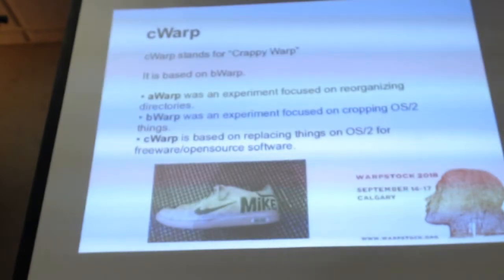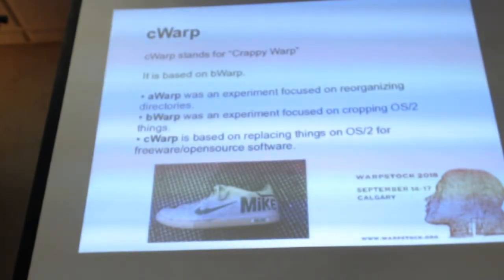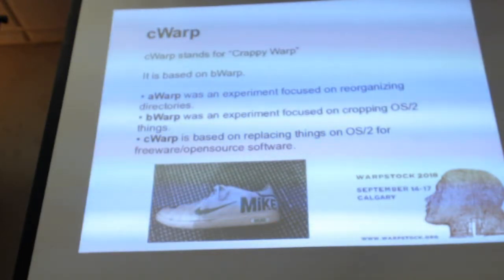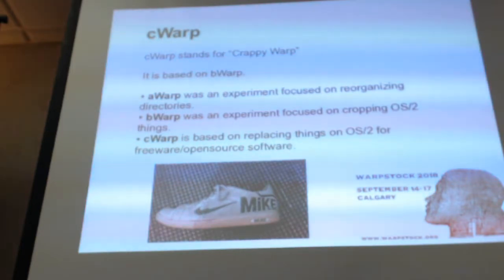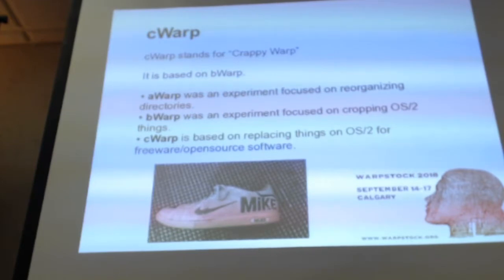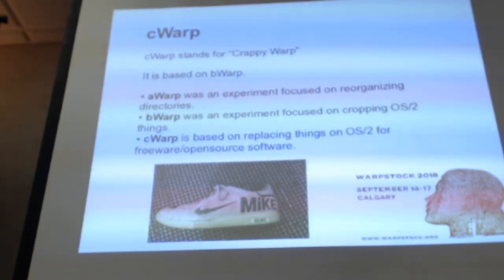The next experiment is C-Warp. C-Warp stands for crappy warp, and it's based on the last one, on B-Warp, broken warp. So A-Warp was an experiment focused on reorganizing directories. B-Warp was an experiment focused on cropping OS2 things from the image, and C-Warp is based on replacing things from OS2 with freeware and open source software.